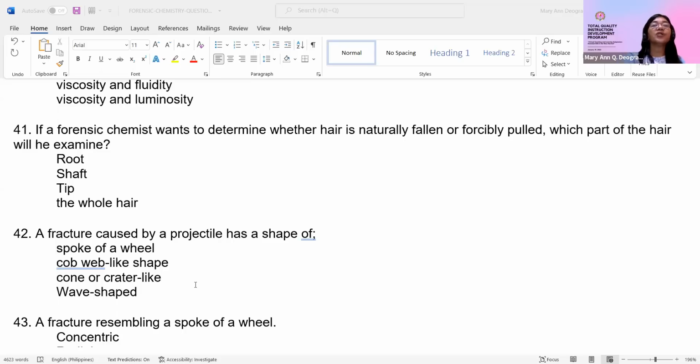Okay, a fracture caused by a projectile has a shape of what? Is it spoke of a wheel, cobweb-like shape, a cone or crater-like or wave shape?